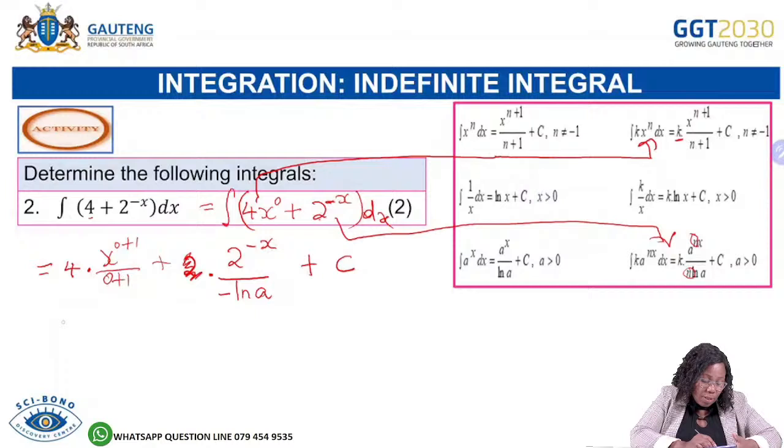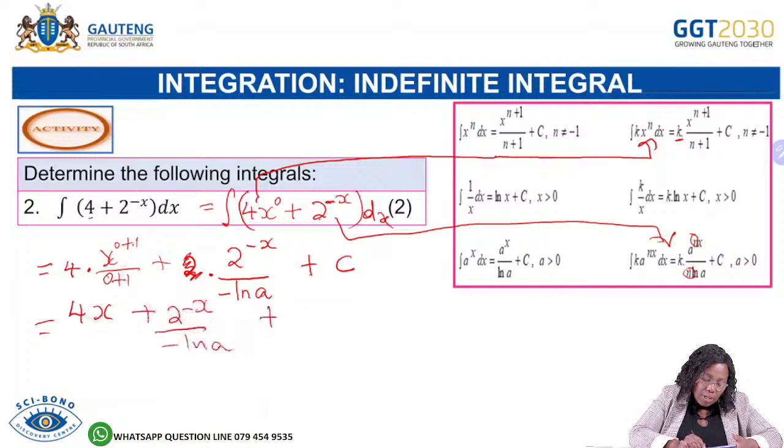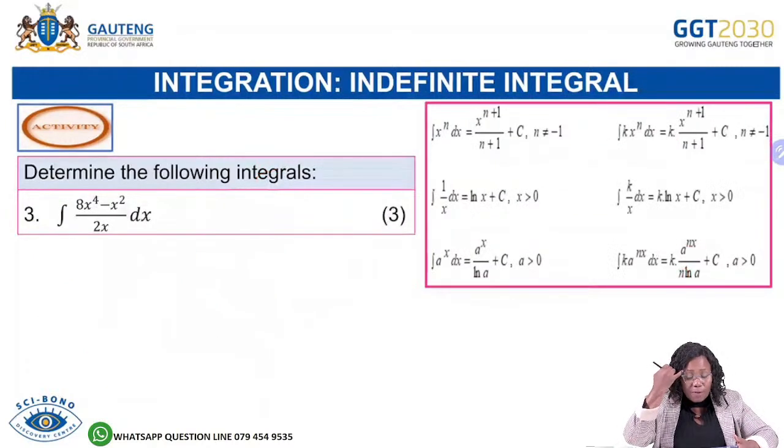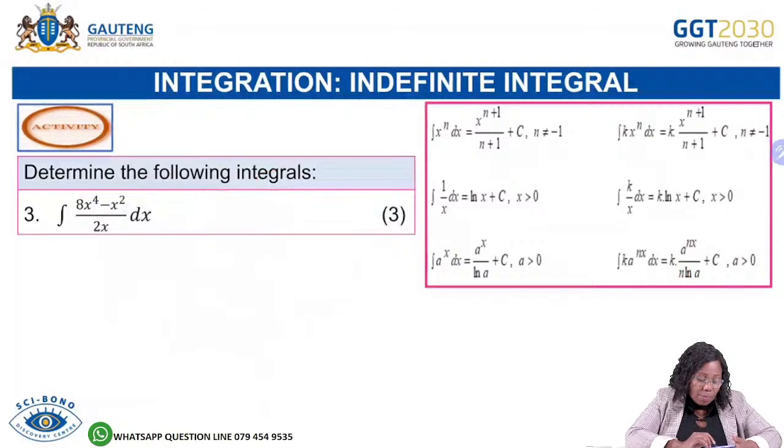So it will be the final answer for x, because this one is x to the power 1 over 1, which is x to the power 1, plus 2 to the power minus x, and then that ln is minus ln a plus c. So it will be 1 mark and 2 marks. If you ignore a c, you will be penalized for not putting a c. Remember, you will be penalized 1 for notation throughout your question paper.